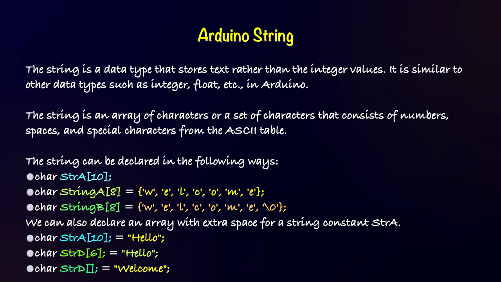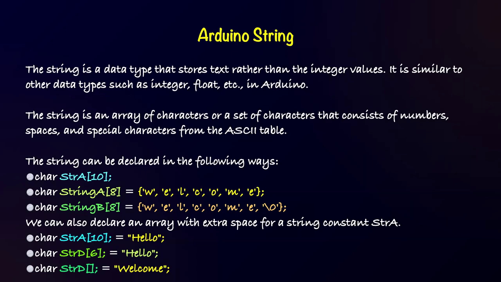All right. So the string is an array of characters. That means a full range of characters, or a set of characters that consists of numbers, spaces, and special characters from the ASCII table. What is the ASCII table? It is the values every letter has. It's basically the American standard. You all know what it is. So according to that, the value will be stored.